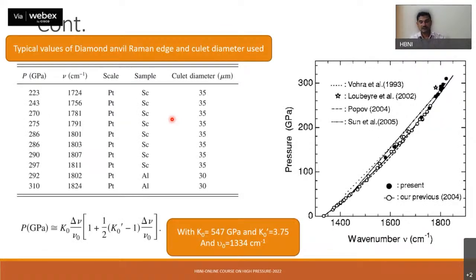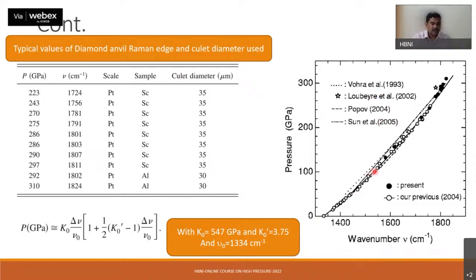So here I am showing these numbers. This is a calibration curve with respect to pressure and the frequency of the higher side edge. So you see the plot. Akahama and Kawamura initially, in 2004, calibrated only up to 240 GPa, but I think in 2009 they calibrated it up to 310 GPa, and they have also plotted various other scales, like the scales of Vohra and other people who have calibrated.